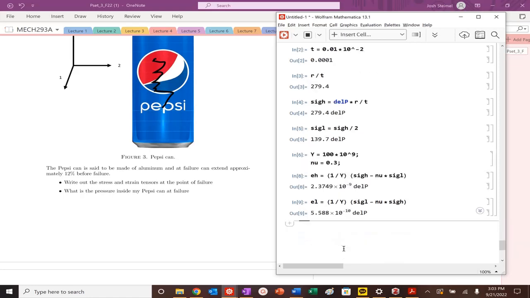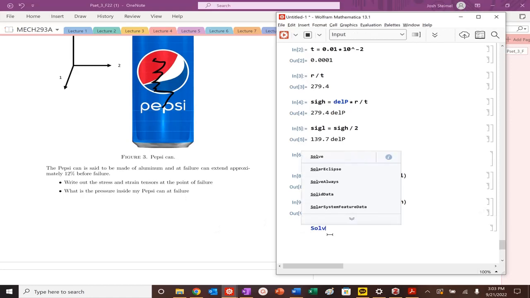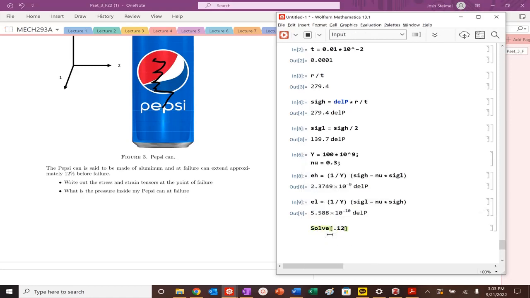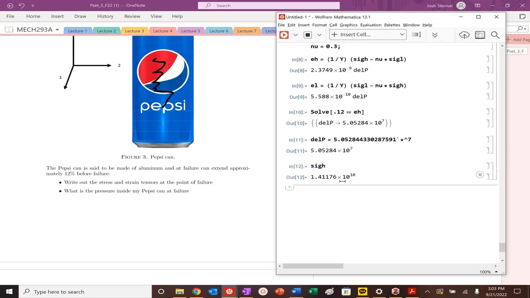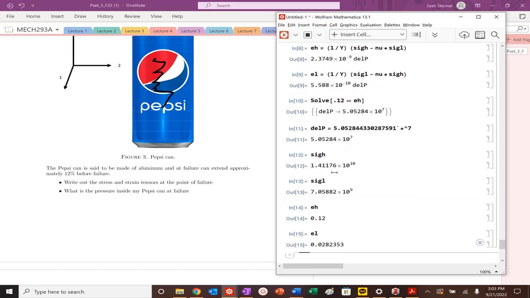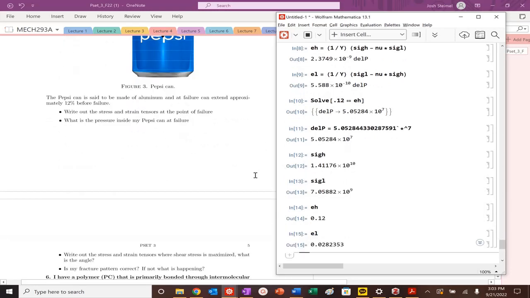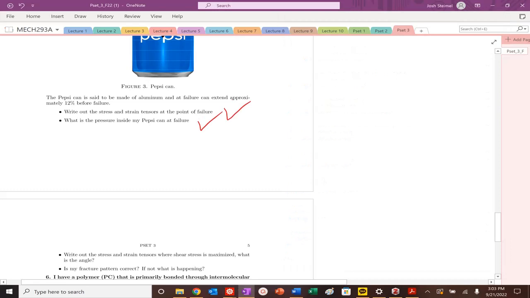And now I can go ahead and start to solve. It could extend approximately 12% before failure, so 0.12 is equal to epsilon H. That gives us our delta P. So what's our sigma H? What's our sigma L? What's our epsilon H? What's our epsilon L? Got them. So we are in the principal stress state, so we have that pressure and stress tensor.